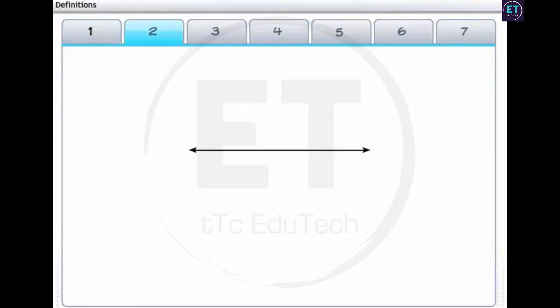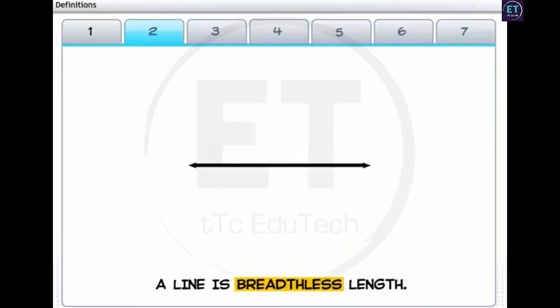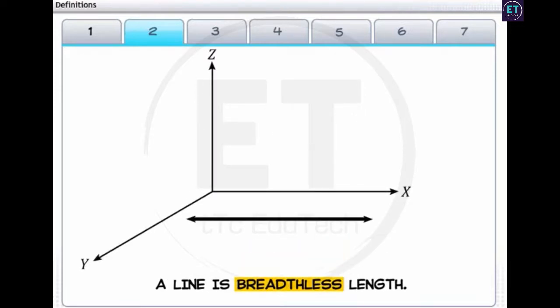The second definition is about the concept of a line. A line is a breadthless length. Generally speaking, breadthless means that the width of the line is negligible. In other words, the line has only one dimension, which is its length.